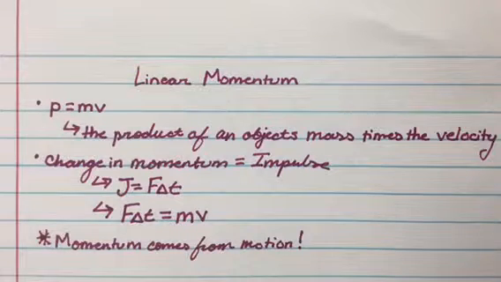Linear momentum is P equals mv. That means the momentum of an object is equal to its mass times velocity. The change of momentum is called impulse. It's also important to remember that momentum comes from motion. So an object at rest has inertia, but not momentum. For an object to have momentum, it must be moving.